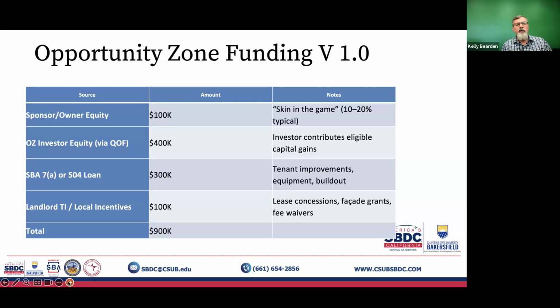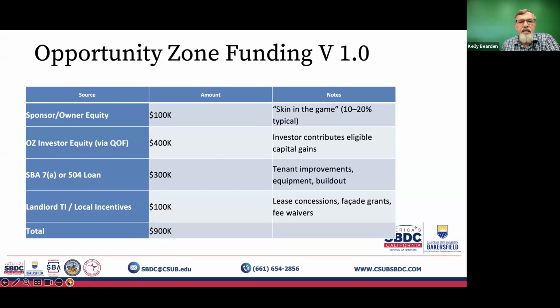Through the opportunity zone, the investor produces $400,000. This investor contributes his eligible capital gains, and I'll let Joe explain the eligibility on that. And all of a sudden you have an investment in there of $400,000. Now that can be investment in debt, or it can be investment in more equity toward that particular business. It's between you and your investor.